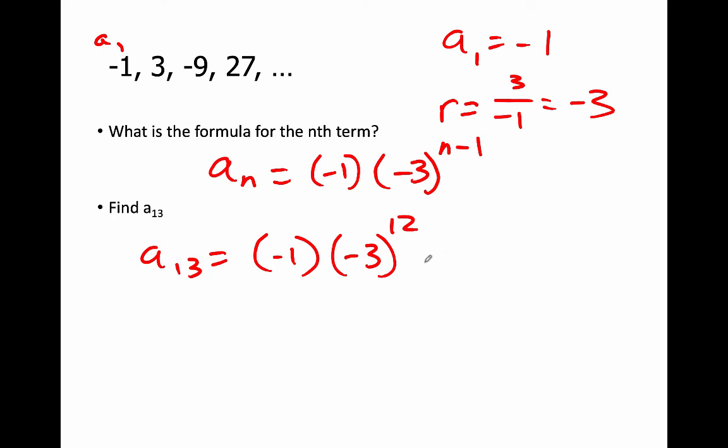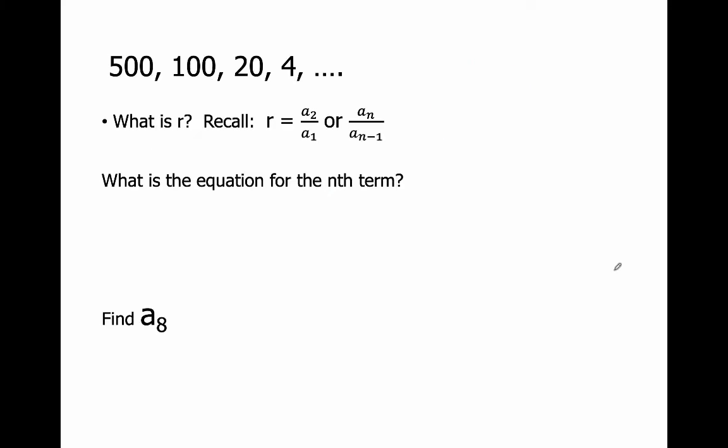Holy Hannah, that's a big old number. Negative 531,441. Okay, next one, you've got to watch out here. Some people want to say times 5. This is actually r equals the second term divided by the first term, which is 1/5. I would just go ahead and use 0.2.